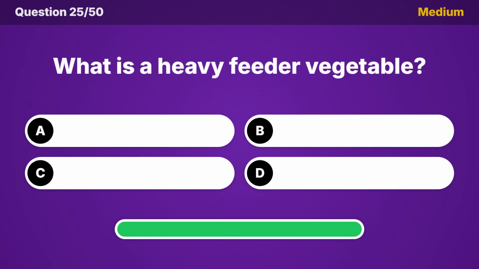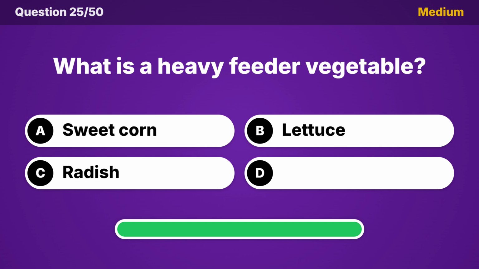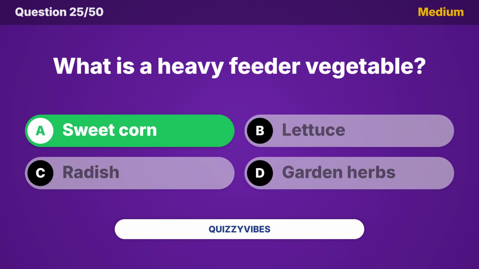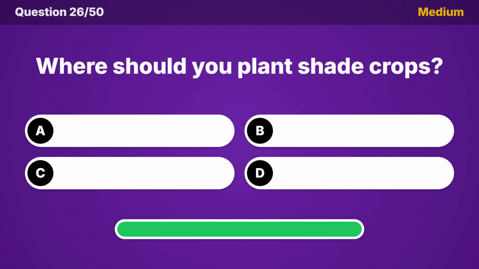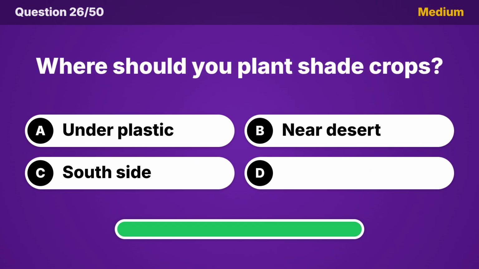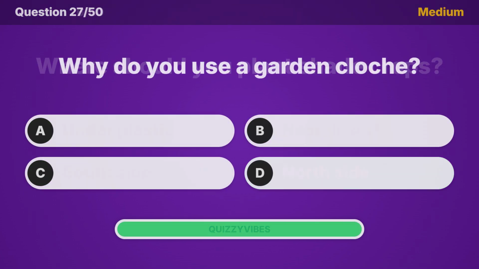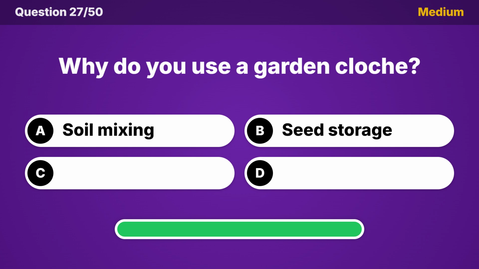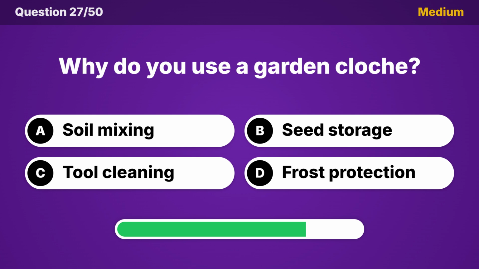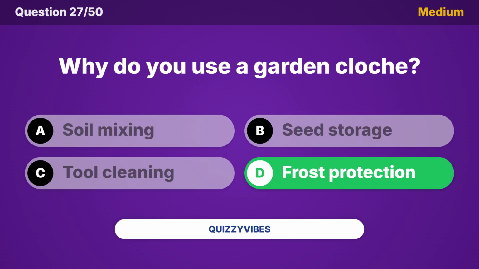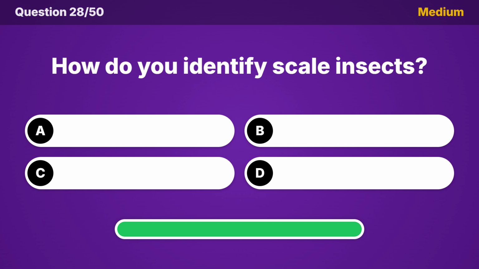What is a heavy feeder vegetable? The answer is sweet corn. Where should you plant shade crops? The answer is north side. Why do you use a garden cloche? Answer, frost protection. How do you identify scale insects?